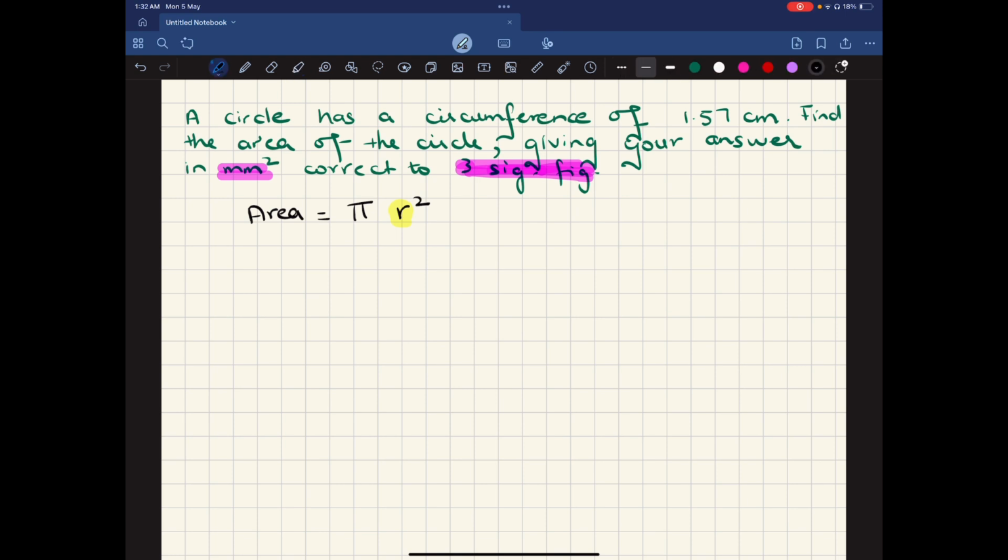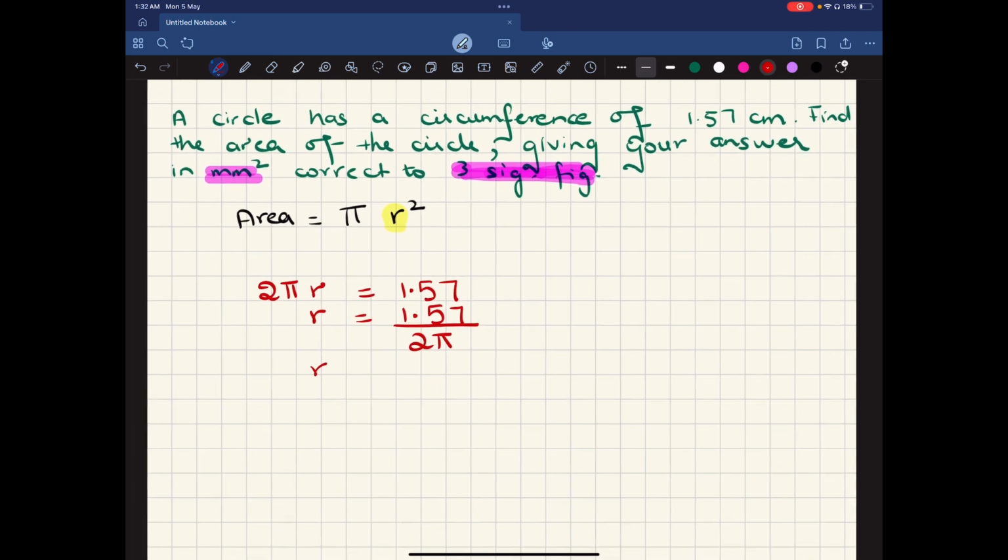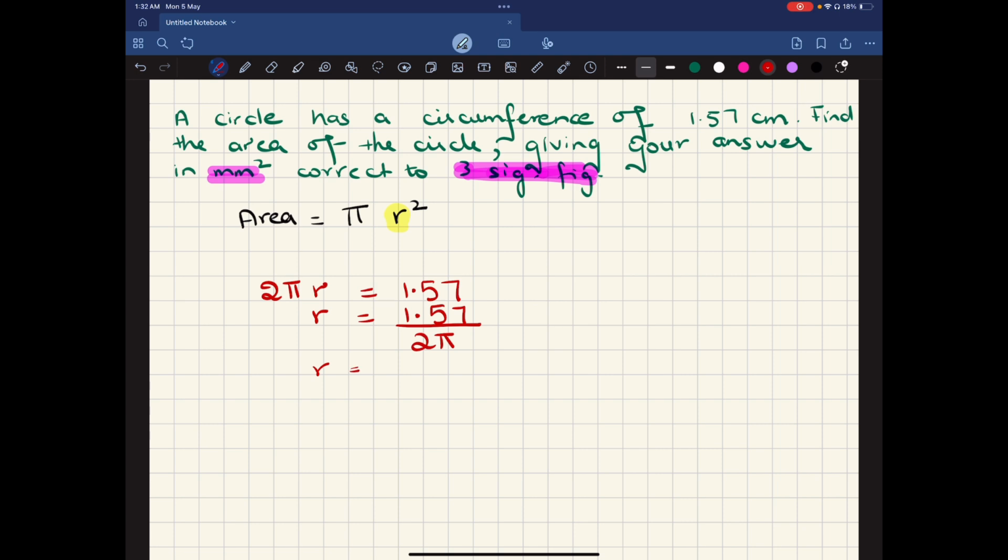However, they're telling us in the question that the circumference of the circle is 1.57. So what is the formula for circumference? It's 2 pi r, and that is equal to 1.57. So we are going to calculate our radius using this information. So 1.57 divided by 2 pi. Calculate this using the calculator, and it gives us 0.2498 and so on centimeters.